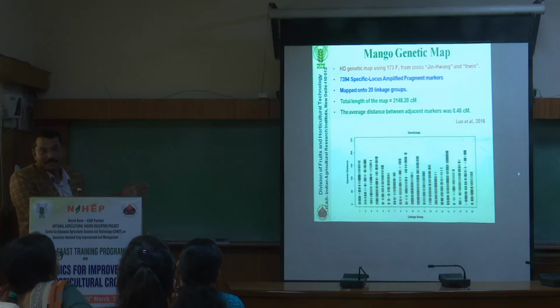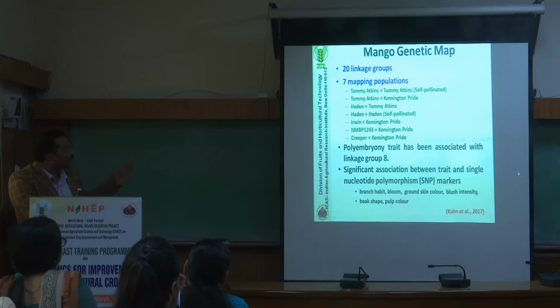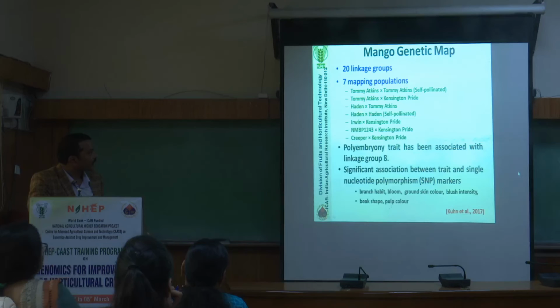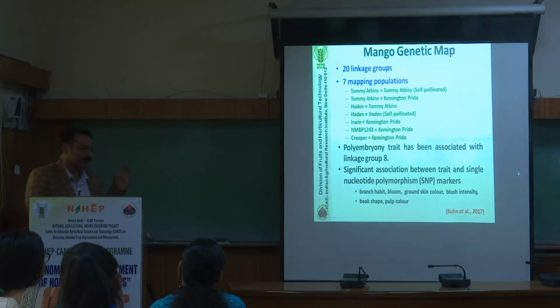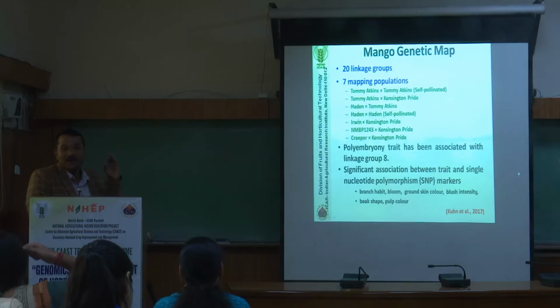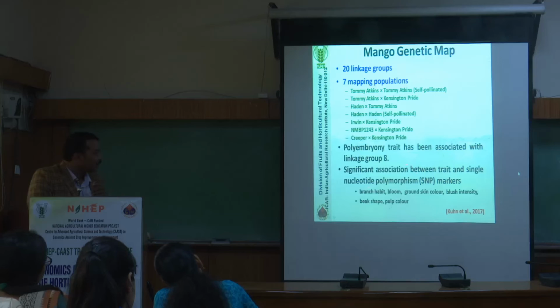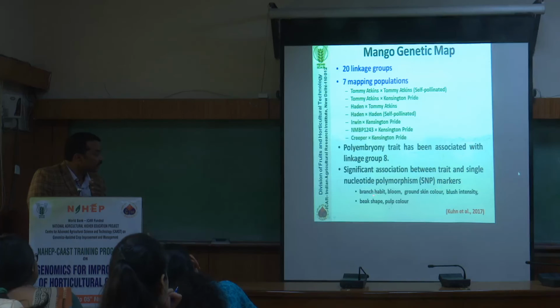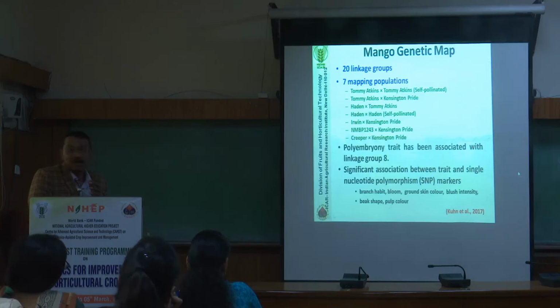Then the second report is from the Kuhn group from America. They have taken several populations, crosses, self-pollinations. The interesting part of this genetic linkage or genomics study from the American group is that they could establish that the polyembryonic trait is on a linkage group, meaning chromosome number 8. Somewhere it is on chromosome number 8. They also found very good association for traits like branching habit, bloom, ground skin color, blush intensity, beak shape, and pulp color. So they identified some SNPs showing very good association for these traits, and that can be further utilized for the mango breeding and improvement program.